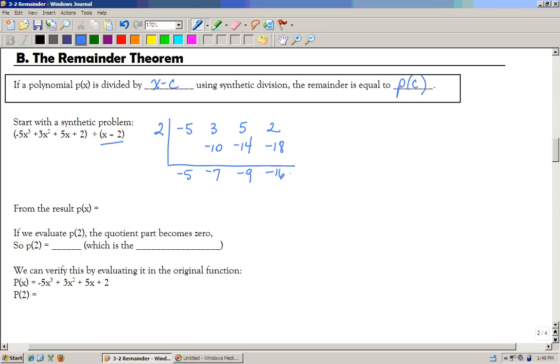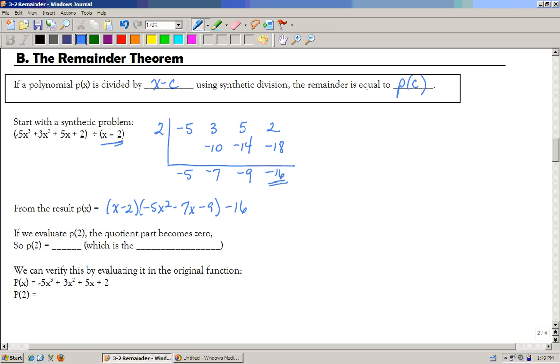and the remainder is -16, which says if you actually divide by this factor of x minus 2, the 2 is what you're plugging into the function, would give you an answer of the remainder of -16. So put in polynomial notation, our divisor is x minus 2, multiplied by our quotient of -5x squared minus 7x minus 9, with a remainder of -16.